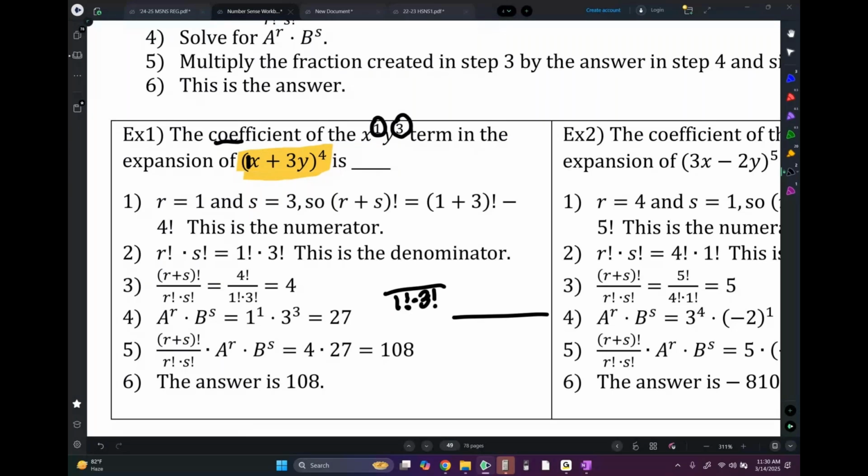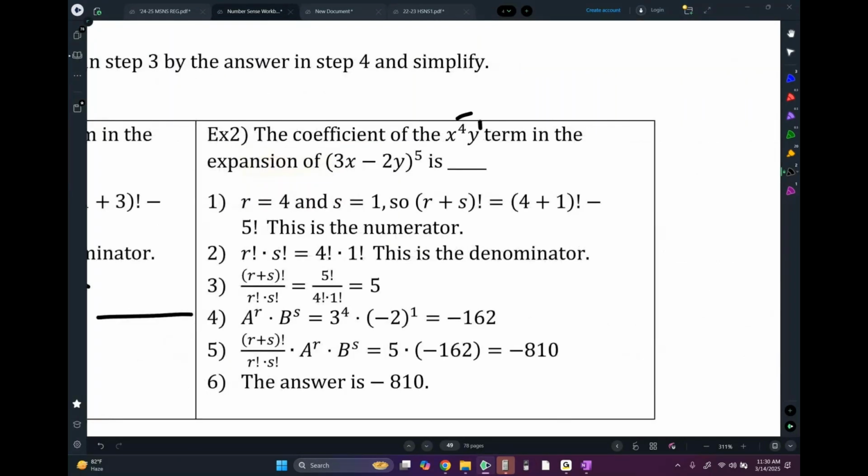Over 1 plus 3 is 4. So it's going to be 4 factorial over 1 factorial, 3 factorial. We're going to have to figure that out first. So look at this one here. If I have x to the 4th, y to the 1st, that's going to be 4 factorial times 1 factorial over, what's the top going to be? Someone help me out. 5 factorial. That's the first thing I have to do. So I need to calculate that first, okay?